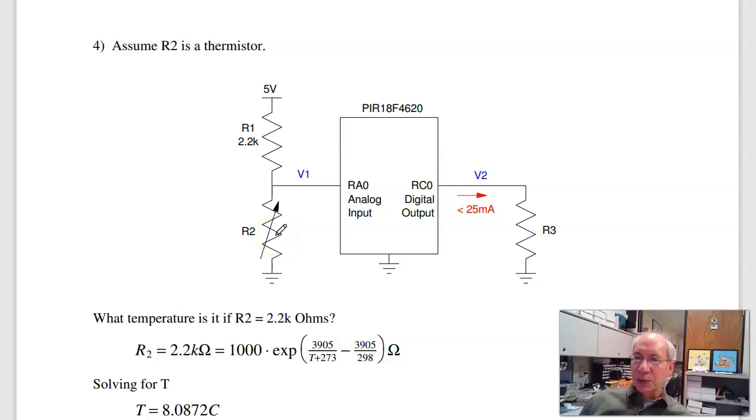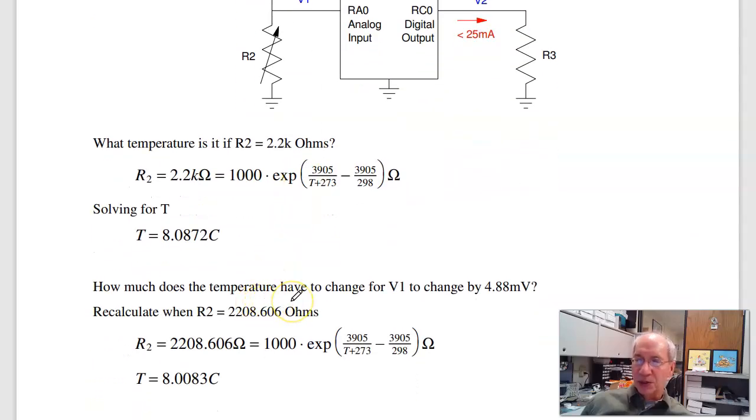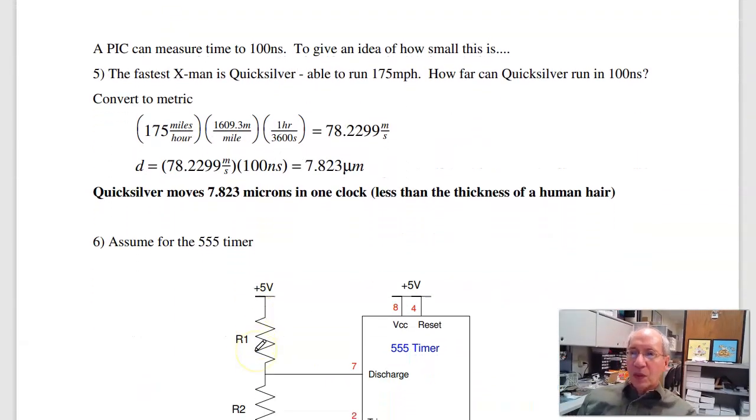If this is a temperature sensor, like a thermistor, as temperature goes up, resistance changes. Here's the equation. The nominal, if it's 2200 ohms at the nominal temperature is, solve, you get 8.08 degrees Celsius. If temperature changes, R changes. If R changes, voltage changes. The smallest voltage change I can see is 4.88 millivolts, or 8.606 ohms. In terms of temperature, make this 2208.606 ohms, solve for T, I get 8.0083 degrees C. The difference in temperature is your resolution. The difference is 0.079 degrees Celsius. I can measure temperature with a resolution of 0.079 degrees Celsius with the analog input. So that's one way to have inputs. You can have the A to D input reading voltage.